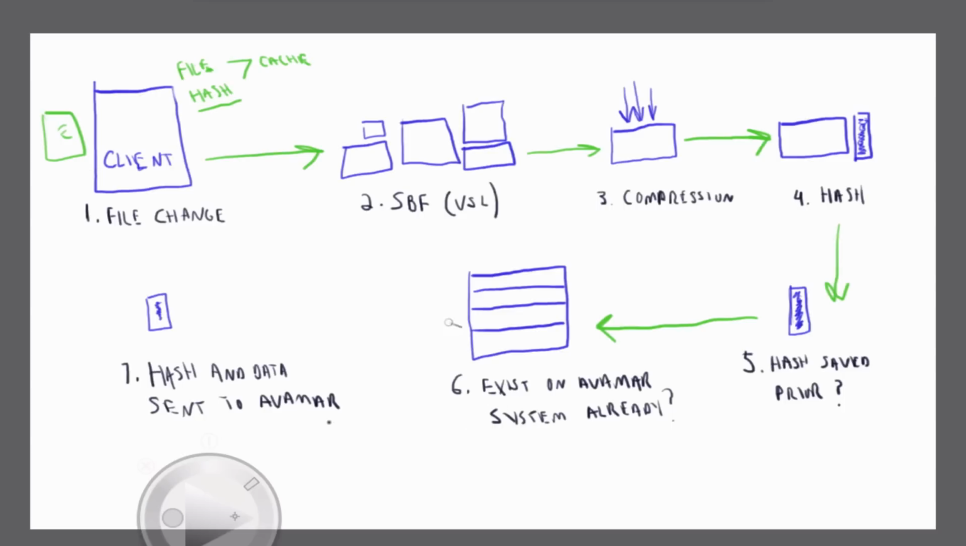If it doesn't have that, then the hash and the data itself will get sent to the Avamar system. So it'll have the data backed up, and have a hash of that data, so that in the future, if someone else needs to back the data up, it knows it can compare it against what's already there.